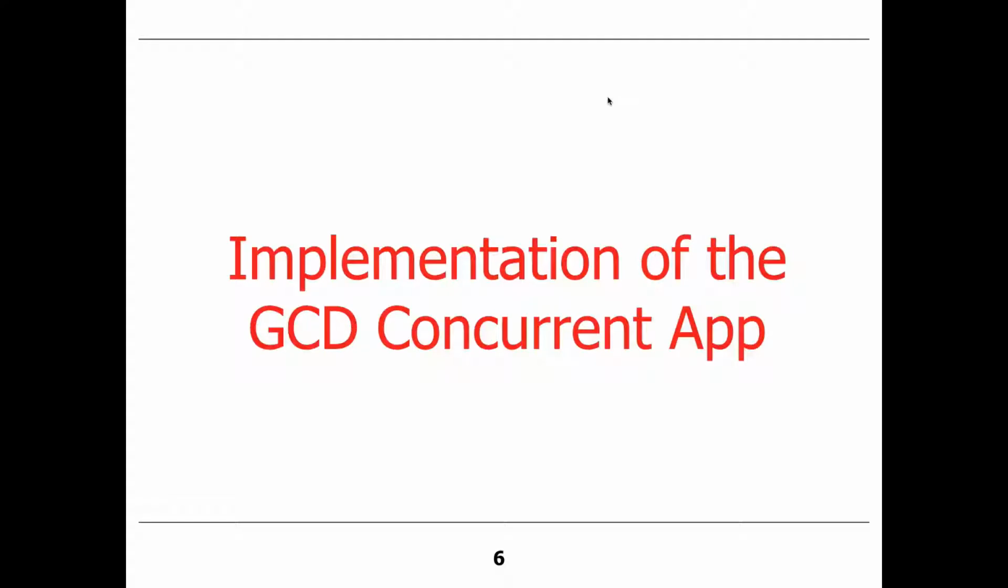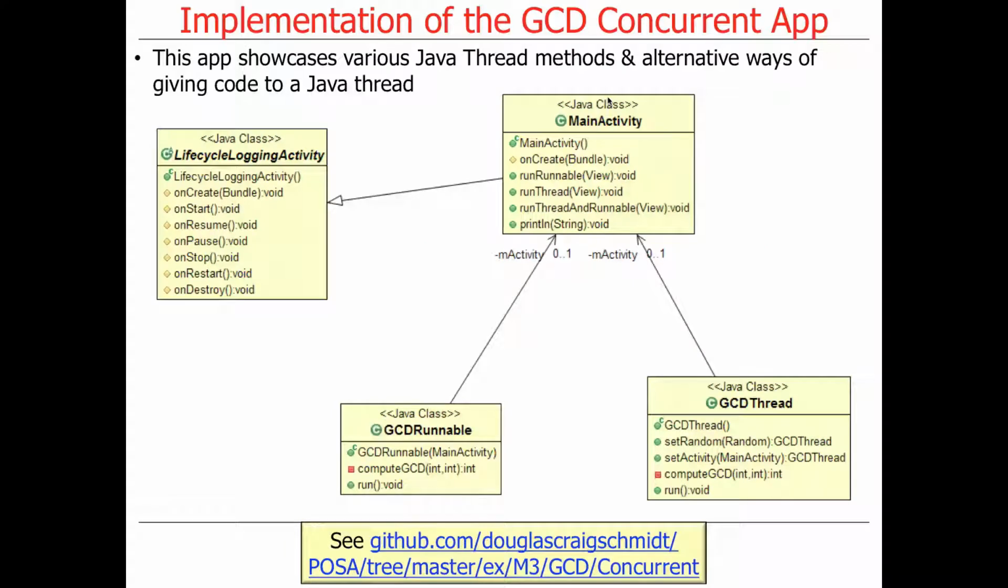So what I'd like to do now is just give a quick overview of the design of the app, and then we'll look at the code. So here's a UML class diagram that illustrates the key classes. There's a few other ones, but these are the key ones. You can find the code at this link.